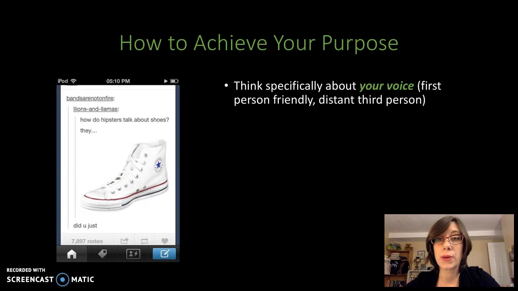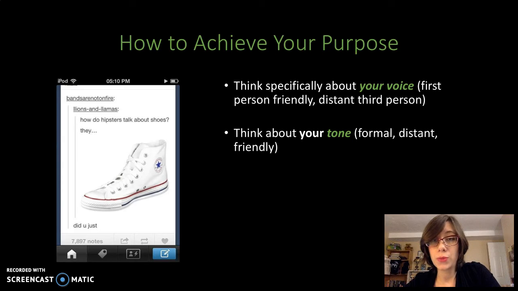And here's how to achieve your purpose. You want to think specifically about your voice. It depends on what you're writing. Don't try to change your voice. Let your voice come through, because that makes it distinct and it makes it yours.